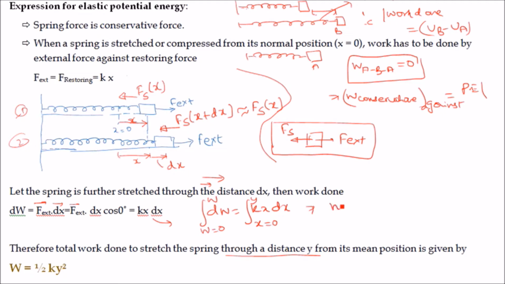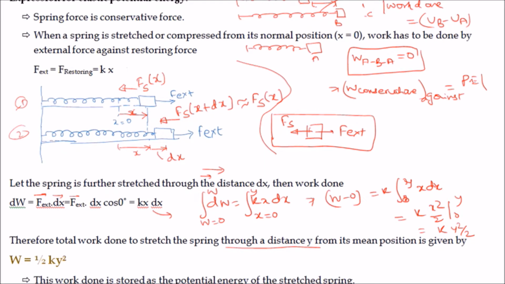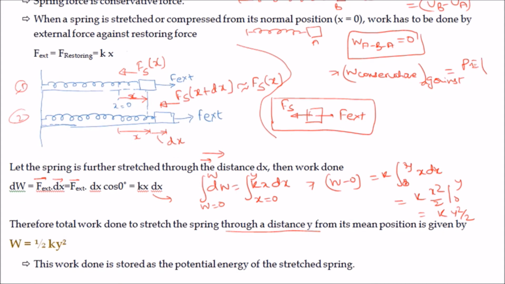If we integrate it, then we get W minus 0 is equal to k times the integral of x dx from 0 to y, which is k x square by 2 with limits 0 to y. So the value comes out to k y square by 2. So the total work done to stretch the spring through a distance y from its mean position is given by W equal to 1 by 2 k y square, and this work done is stored as potential energy in the stretched spring.